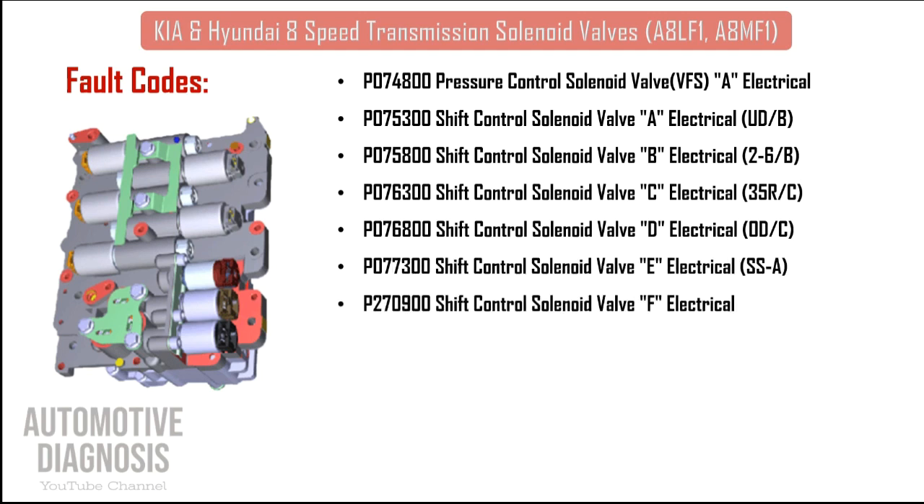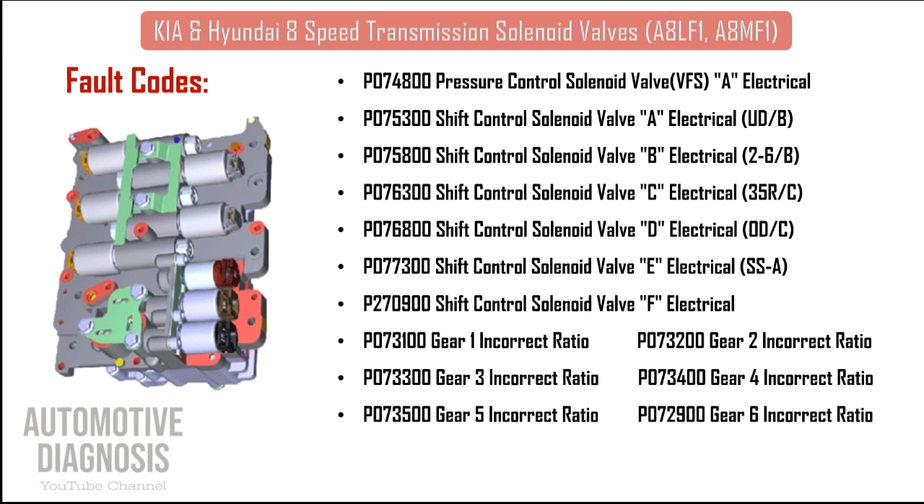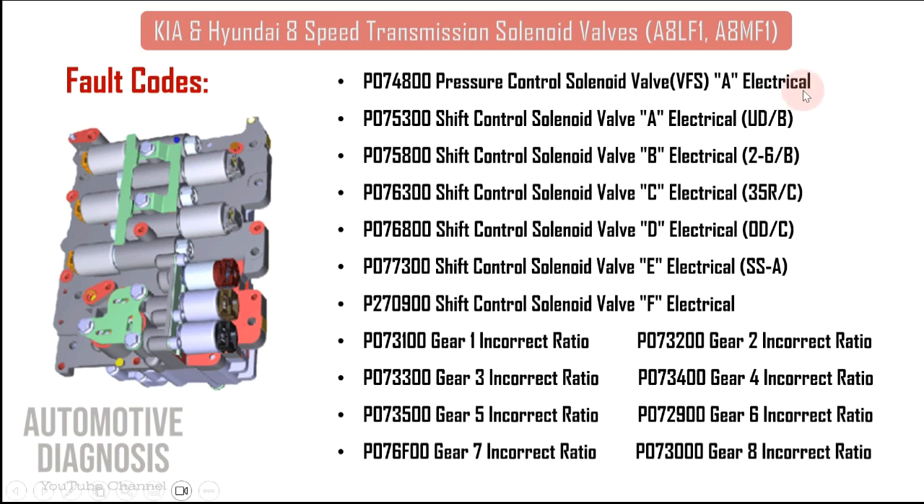As you see here, there are different fault codes connected to these solenoid valves. Some of them are directly referring to these solenoid valves. As you see, we have some trouble codes referring to exactly one specific solenoid valve, like here, shift control solenoid valve A, which is for UD brake, or shift control solenoid valve B, which is for 2 and 6 brake, and some others. So these fault codes are referring directly to one solenoid valve.